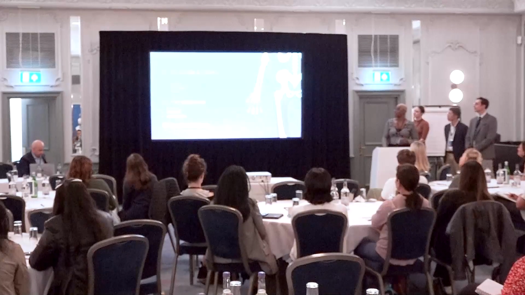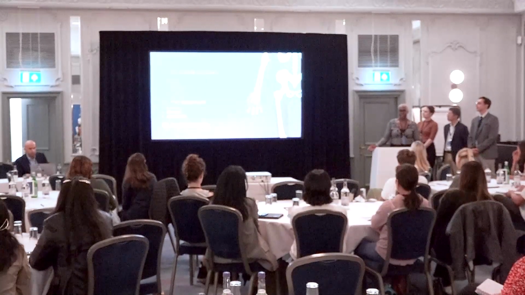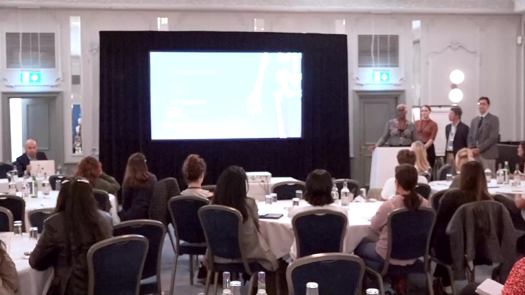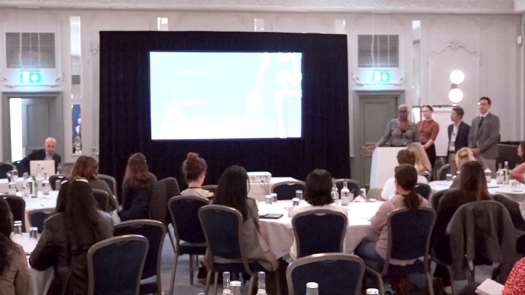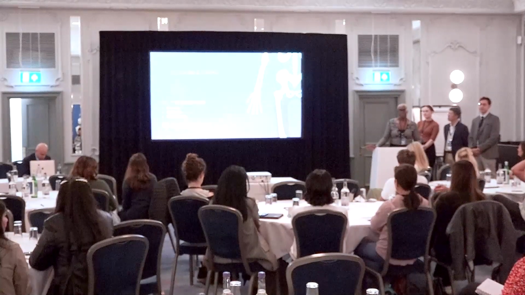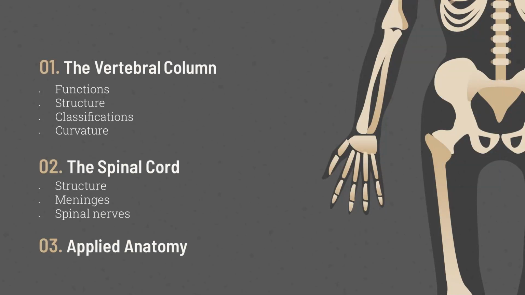Okay, so spinal anatomy is important because if we have a good understanding of that, we're able to diagnose spinal disease appropriately and therefore manage it correctly, or in the best way that we can. So we're going to look at the vertebral column and the spinal cord in detail, and then go on to discuss some applied anatomy.